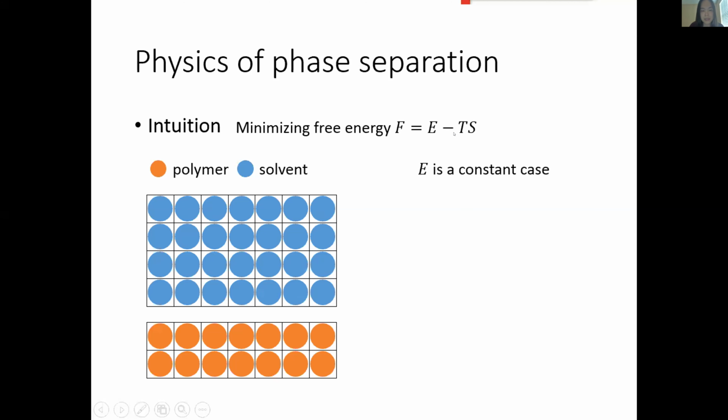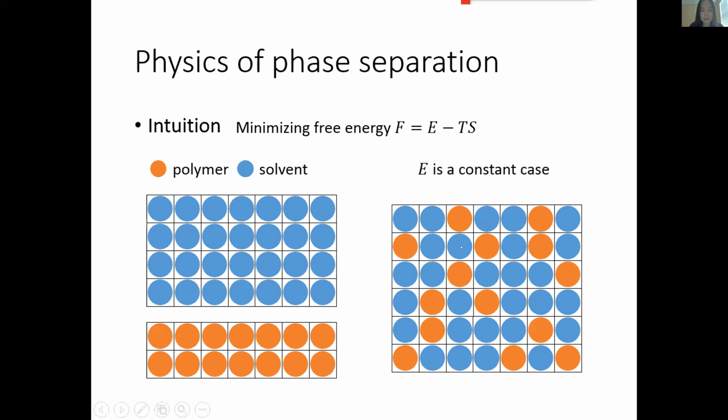Then we know that in order to minimize the free energy, the system wants to maximize its entropy. And entropy means randomness. So maximizing entropy means the system wants to be as random as possible, which will then result in a homogeneously mixed solution, a solution of polymers.